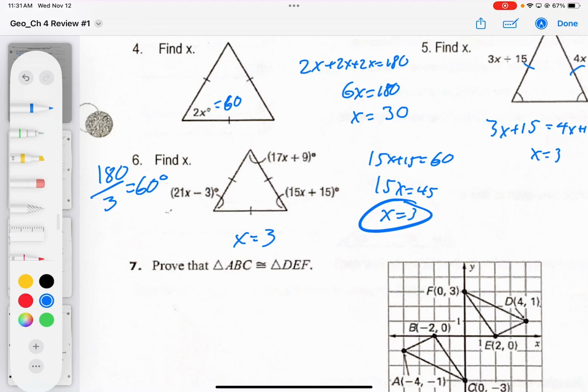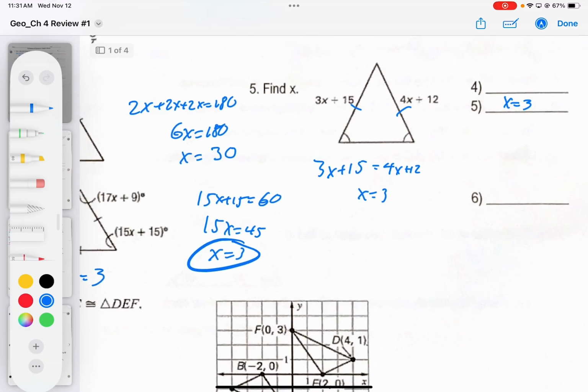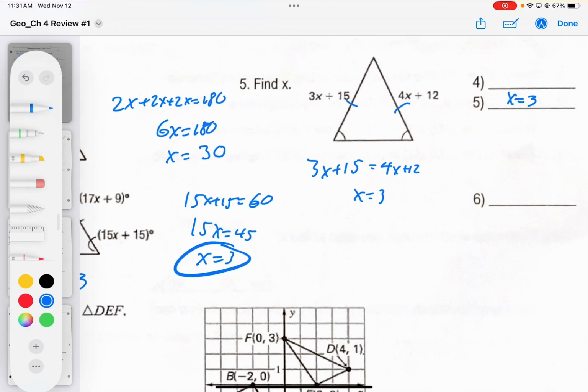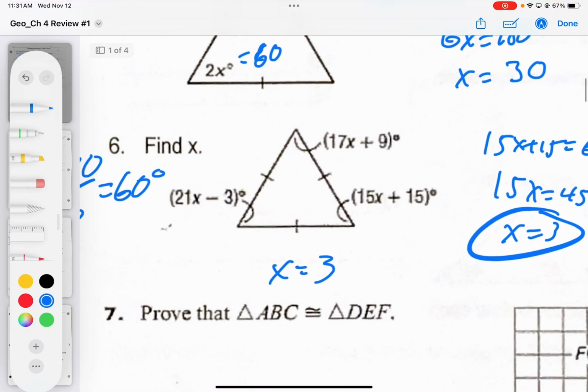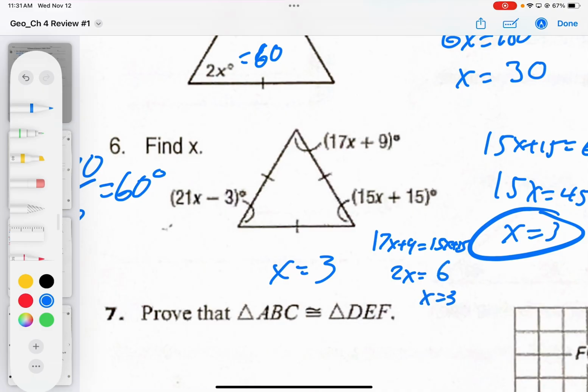Wait, so what's the scenario where you pick two of the sides instead of equal to each other? Like, why could you do that with something else and not here? Well, so, we could have done that here, Oliver. You should get the same answer. Because these are angles. But even still, we know that all those angles are the same, so that's something else you could have done. You could have set 17x plus 9 equal to 15x plus 15. And you get the same thing. Yes. So you would get 2x equals 6, and then you get x equals 3. Okay. So either way would work just fine.